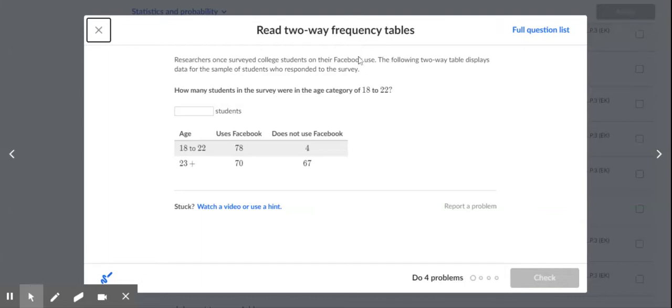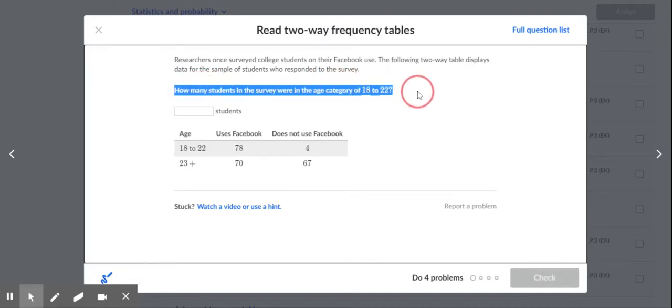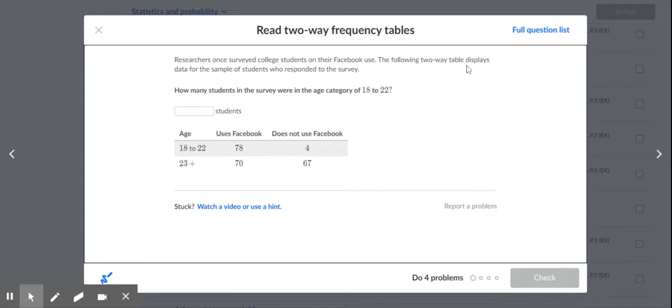All right, we're going to talk about frequency tables. And let's start with this one. Read two-way frequency tables. So, question, let's go right to it. It says, how many students in the survey were in the age category of 18 to 22?